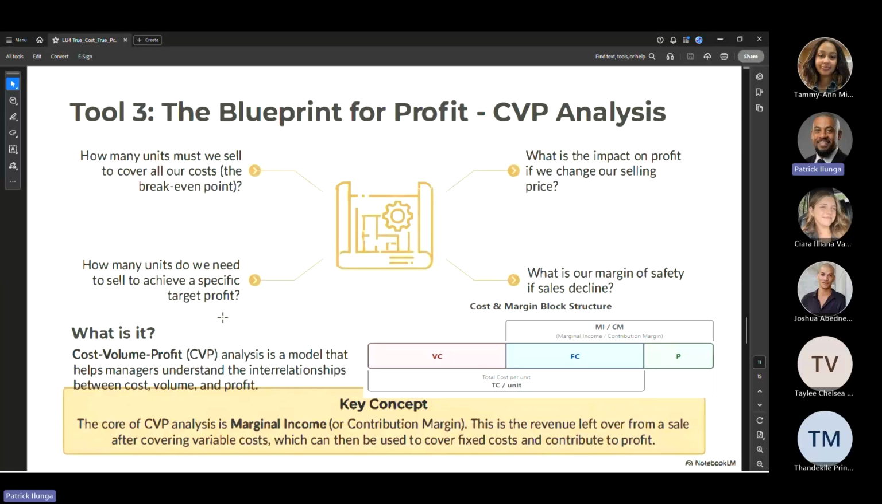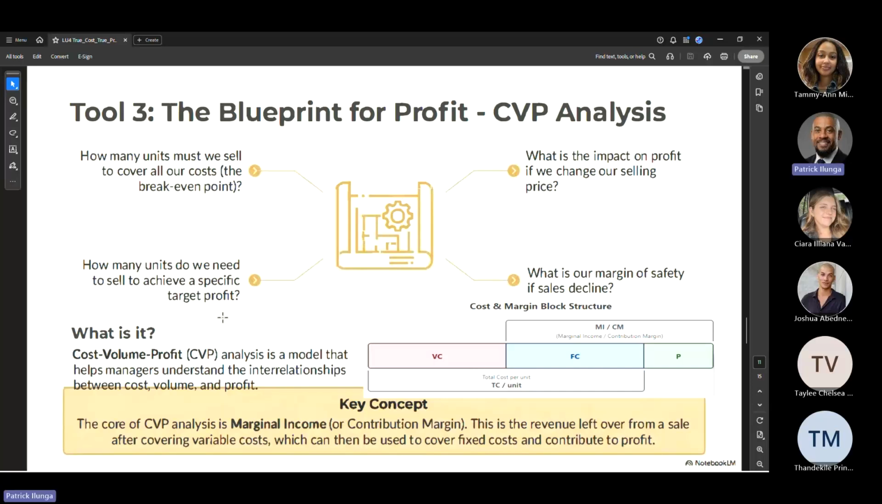How many units do we need to sell to achieve a specific target profit? Can you believe it that your class will be able to calculate all that? What is the impact on profit if we change our selling price? Very good question. What is our margin of safety if sales decline? The CVP analysis will actually answer those questions. But what is it? So it is the analysis.